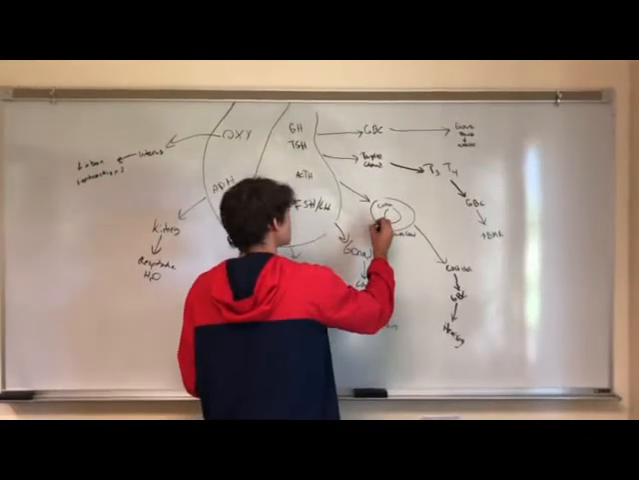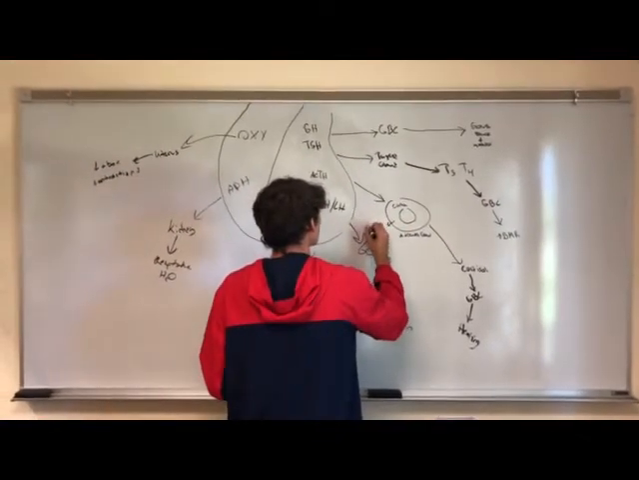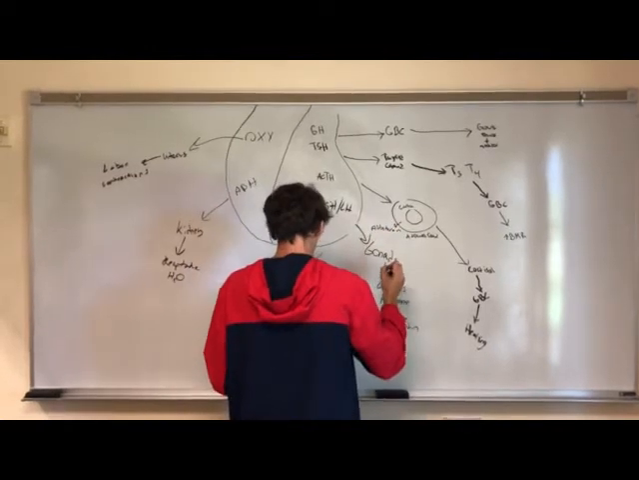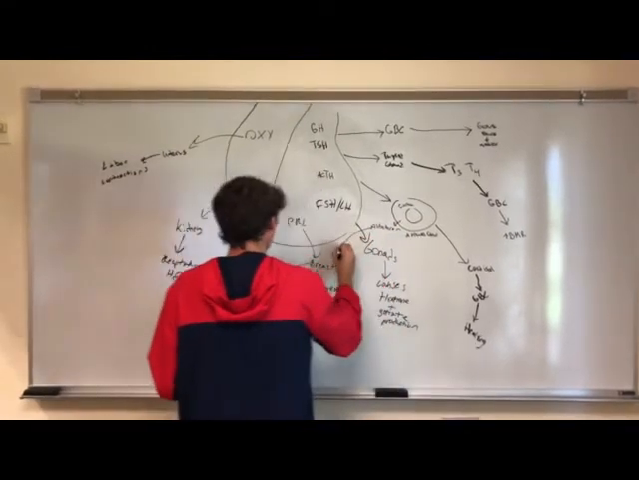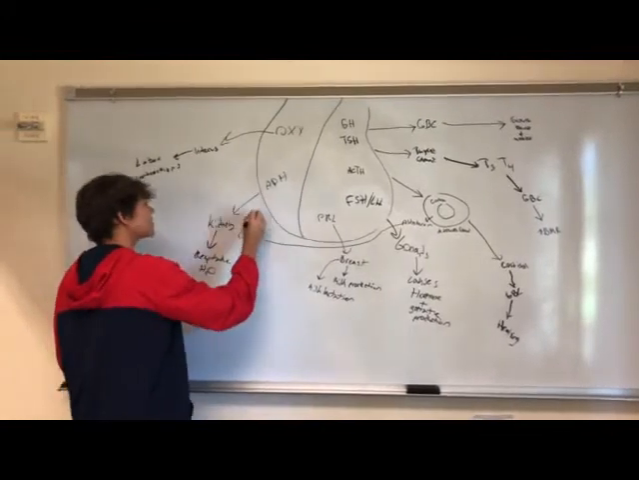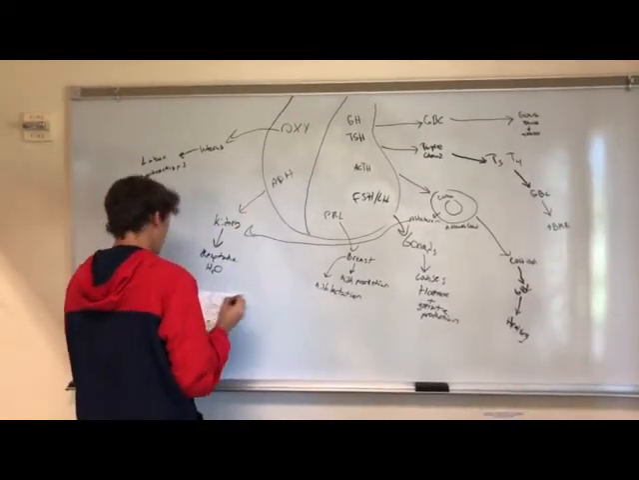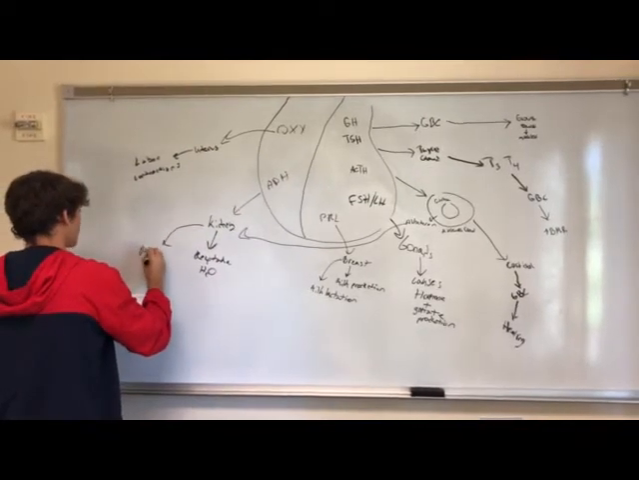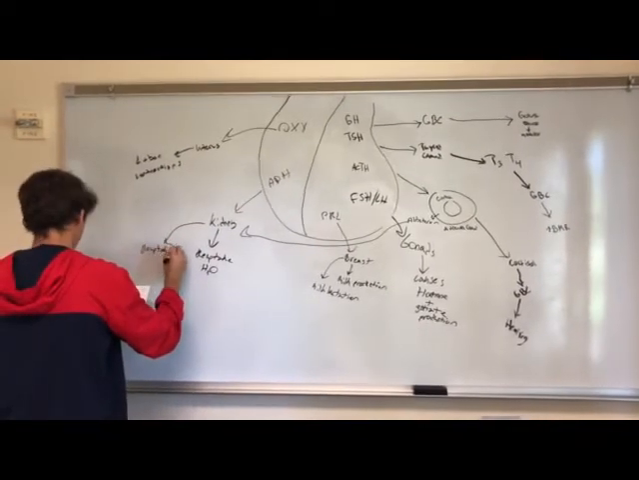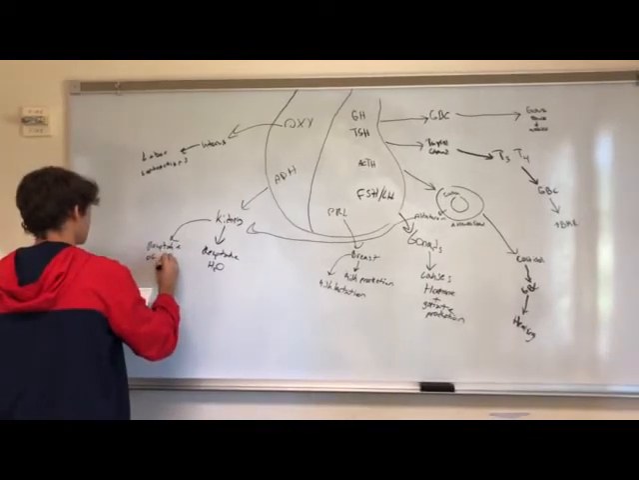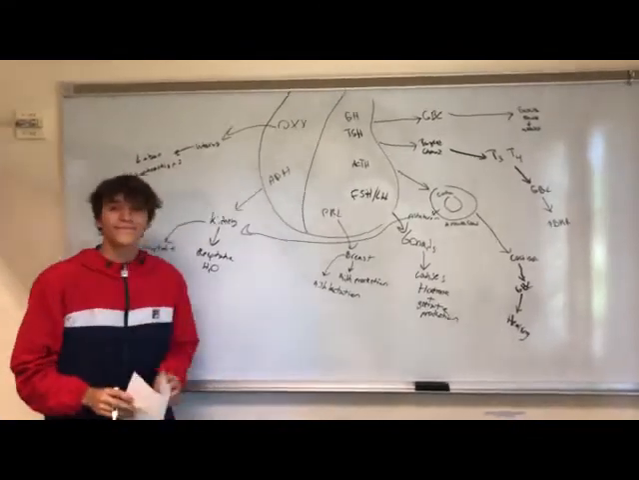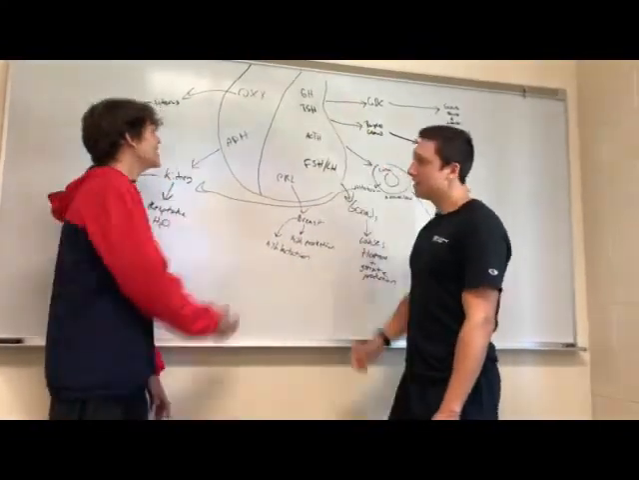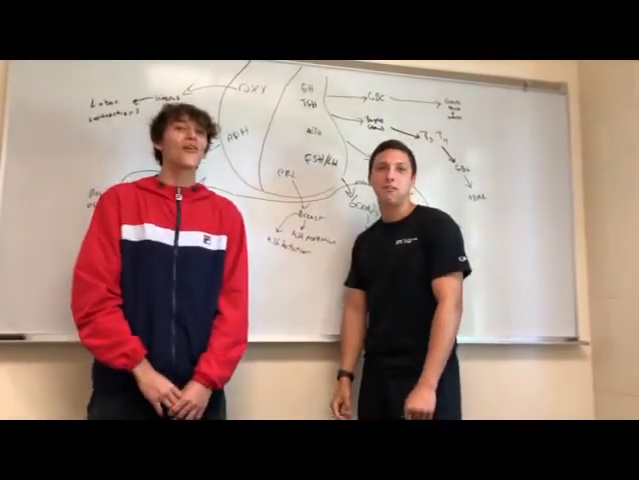Now, the adrenal cortex produces aldosterone, which targets the kidneys, which then causes reuptake of sodium. This is the anterior and this is the posterior pituitary hormones.